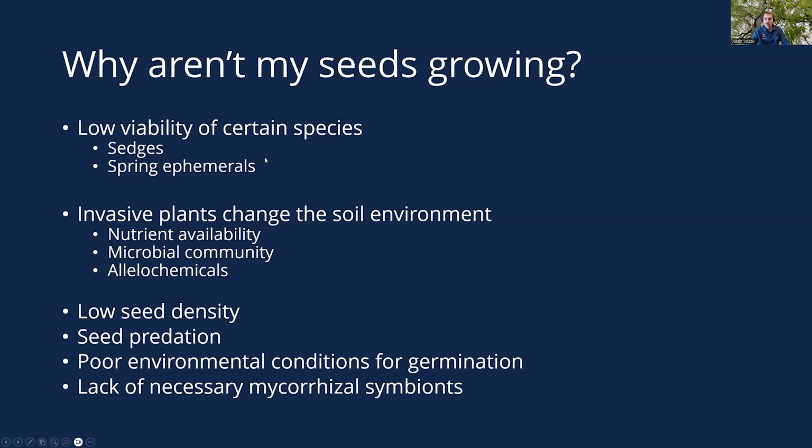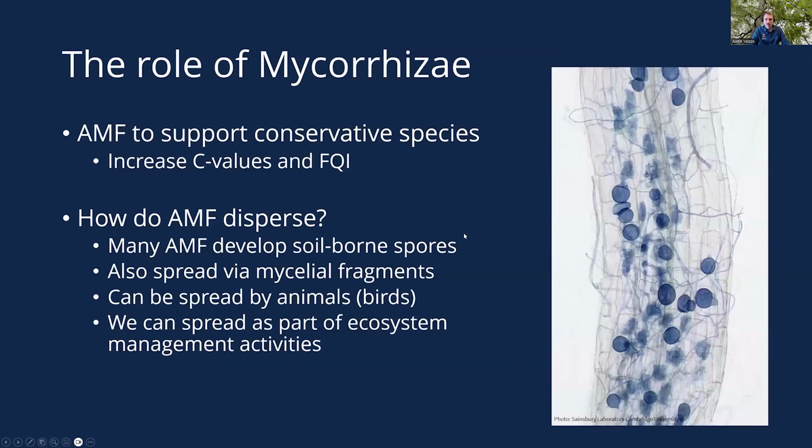It might just be easier to use other types of propagules, maybe from a root of another plant, to be able to start to use those in our systems instead. We might also have allelochemicals from invasive species or altered microbial communities. And these mycorrhizae, what we call AMF, arbuscular mycorrhizae, are often really important for a lot of those more conservative species, but are not something that we necessarily consider in restorations.